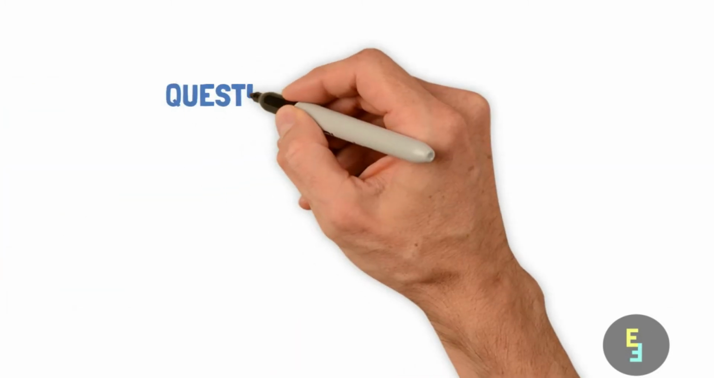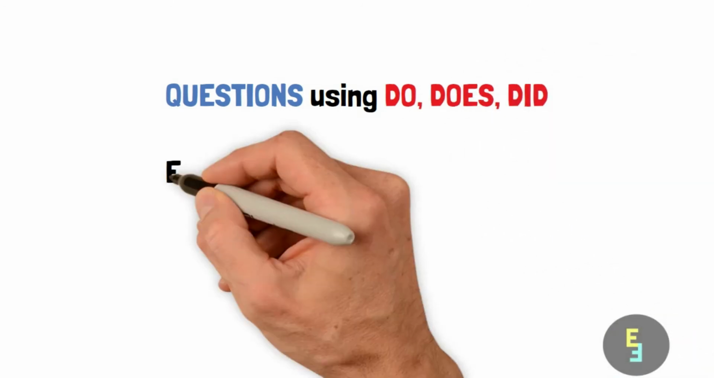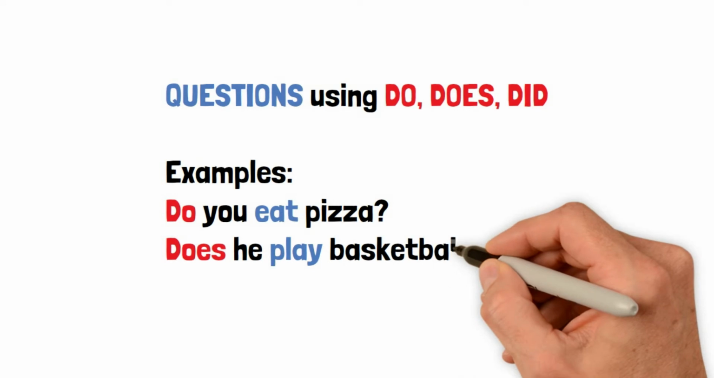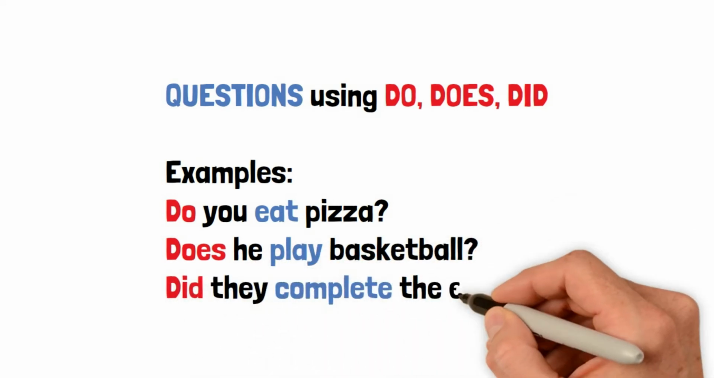Now, here are example questions using do, does, and did. Do you eat pizza? Does he play basketball? Did they complete the exam?